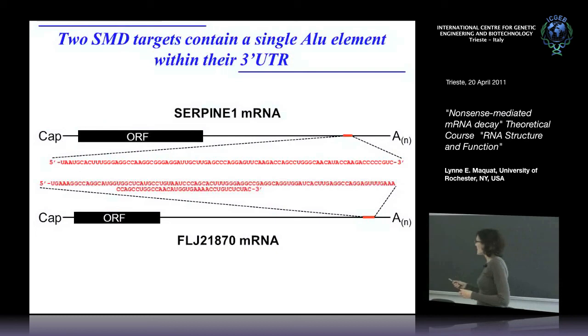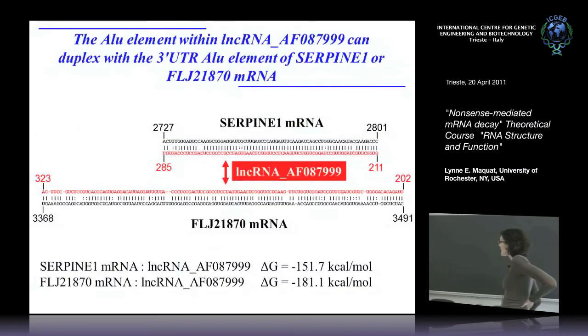When Gong looked at Serpine-1 mRNA, or FLJ, which has an unknown function, this is involved in wound healing, it's protein, he found that indeed this is what the ALU element looks like, it's in red, and he paired those two because they looked to be able to base pair with this long non-coding RNA. He found there were about 230 long non-coding RNAs that contain an ALU element.